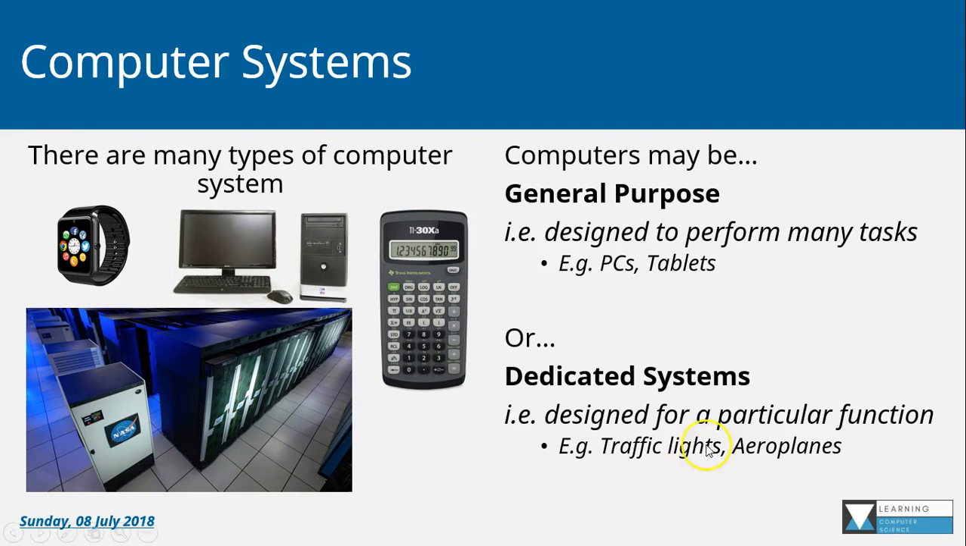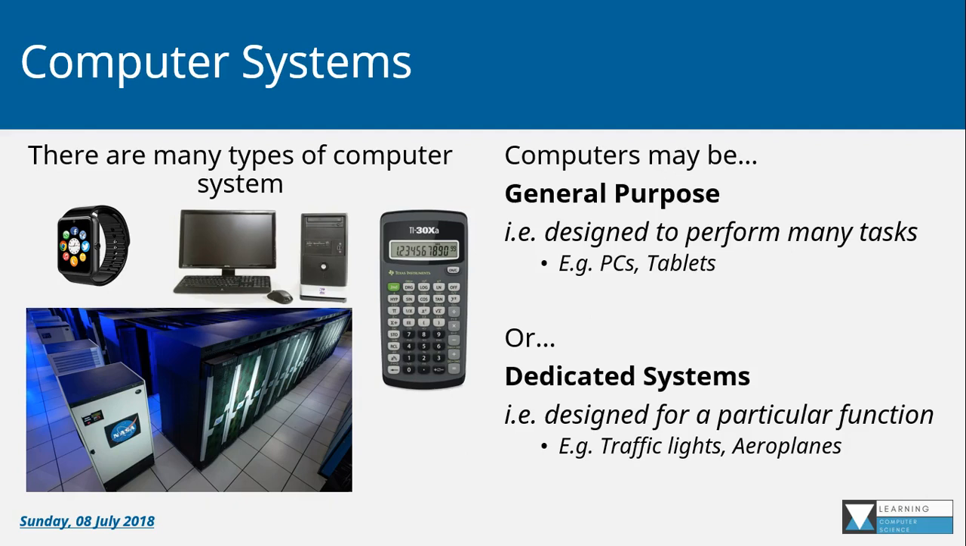So for example, a program to control the traffic lights only needs to know is the light on red, or is it on green or amber? Is there a car approaching if it has an infrared sensor on top? But it doesn't really need to know what car is driving up to it. All it needs to know is is there one there or not? Okay. Also, you've got aeroplanes. They have got specific functions because they need to manage the flight, how the plane is flying. Okay. So there's general purpose, which has got many tasks, and dedicated systems, which are specific.